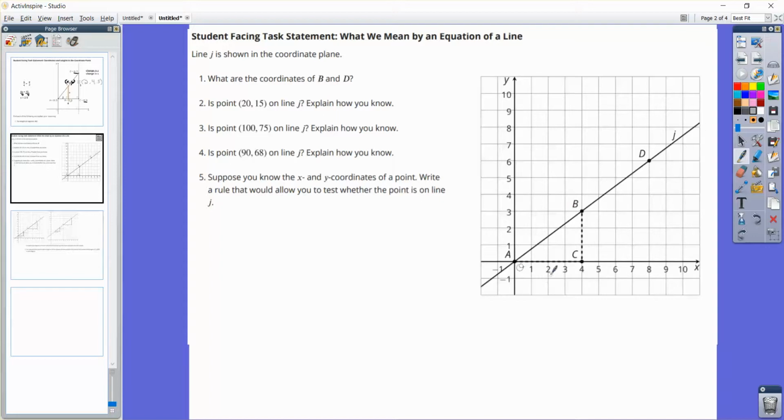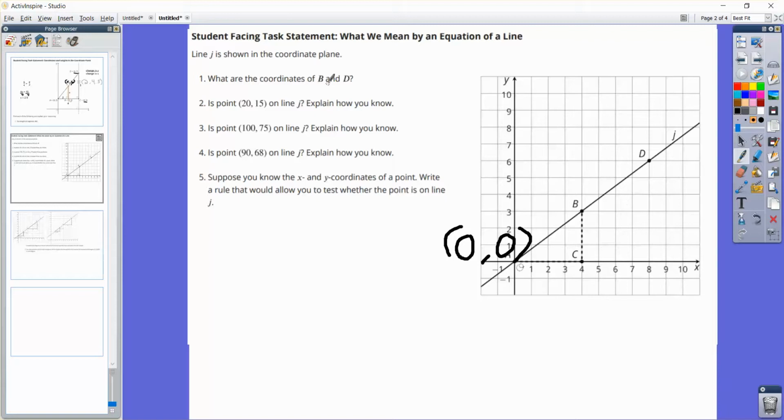So now here what we have is a line that goes through the origin on the graph. Remember, the origin is (0, 0). The ordered pair is 0, 0. It's basically where the x and y axes intersect. So this line goes through the origin. We have point C, and we have point B, point D, and so on.